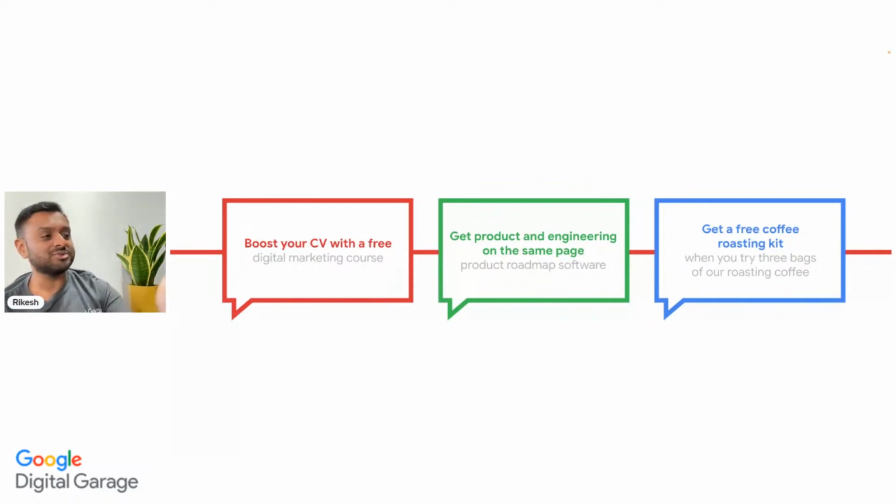If we take one other speech bubble here, let's have a look at the blue one, which says, get a free coffee roasting kit. Okay, I like coffee. How do I go about getting this free coffee roasting kit? I'm interested as well when you try 3 bags of our roasting coffee. So there's a bit more context that comes later. But we want to grab attention, but not from a point of, oh, win a trip to a tropical island, and then you're talking about a product which is completely unrelated to that. So you don't want to oversell and under deliver.